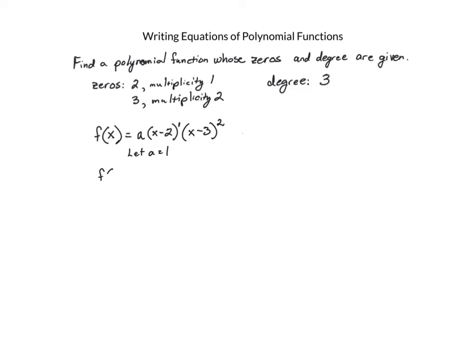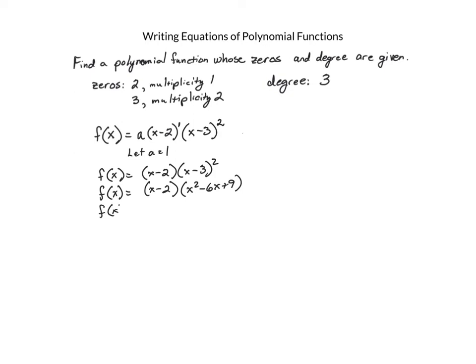So if we let a equal 1, our polynomial function is x minus 2 times x minus 3 squared, and we have it done. If you're required to multiply it out, we could do that. We'd have f of x equals x minus 2 times x squared minus 6x plus 9. It's just good for us to do that.